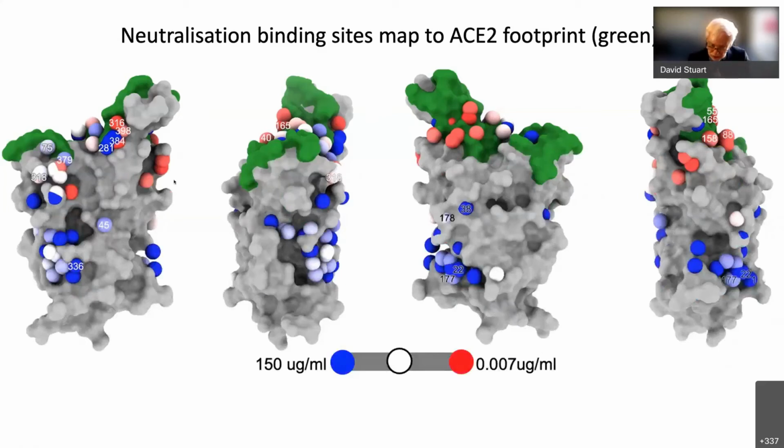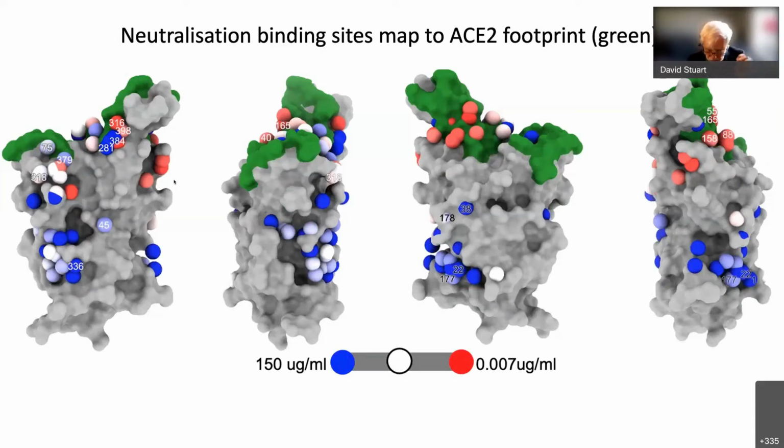So now what we can do is to look at the neutralization power of these antibodies and color this picture by the neutralization ability. So blue means that they're rubbish neutralizers, red means that they're excellent neutralizers. And this really very starkly shows that nearly all of the potent neutralizers bind in a place where they will compete with the ACE2. It explains what we expected from the competition results.